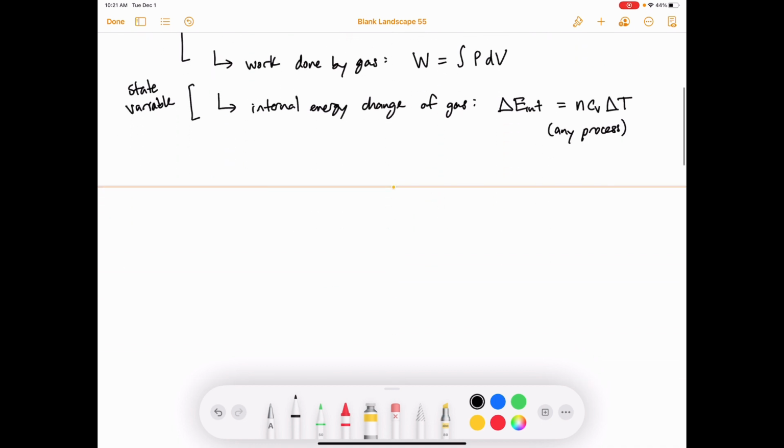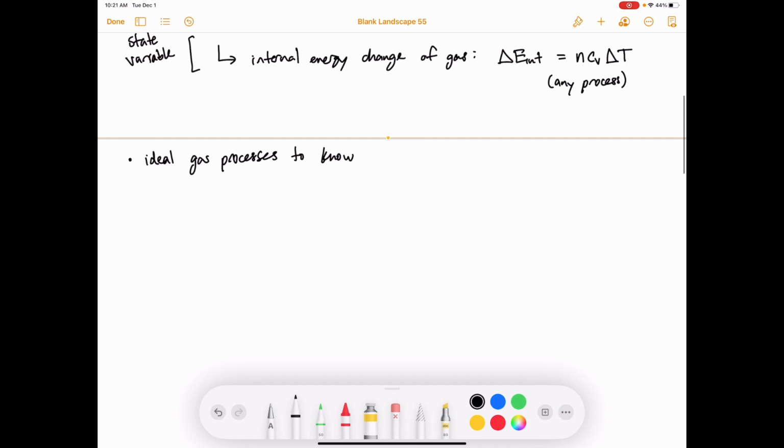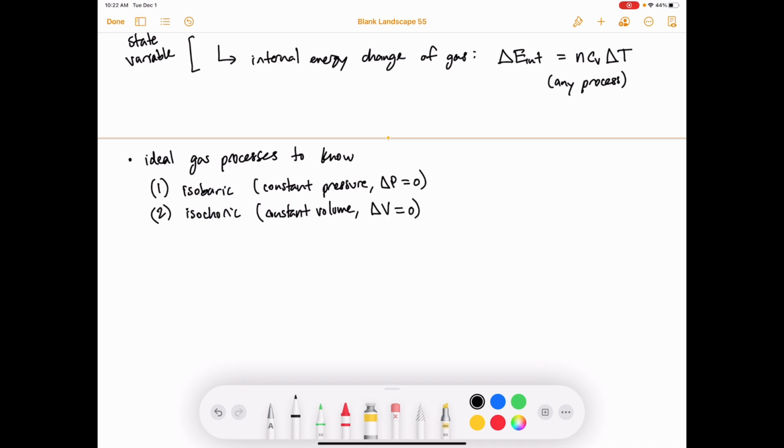So, with that said, let's talk about ideal gas processes that we need to know about. And there are four. The first one is called the isobaric process. And this just means that we have constant pressure, or delta P is equal to 0 for the process. The second one is called isochoric, which means the volume is constant, or there's no change in volume. Delta V is equal to 0.